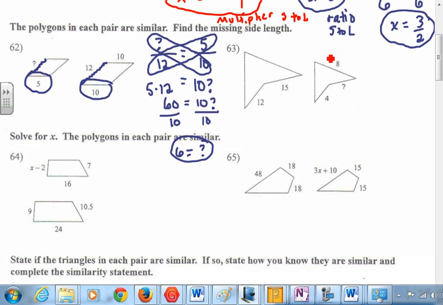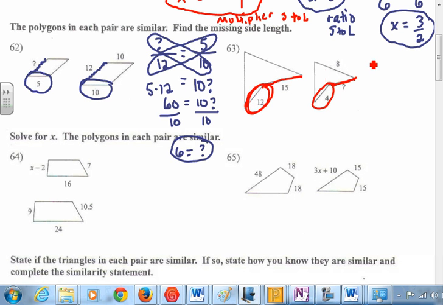Okay, for problem 63, question mark is going to correspond to what? 15. Now, we have this side labeled as 8 in one of our problems, but we don't have that same side labeled in the other problem. So that's not going to help us. We're going to have to use the 4, and the 4 corresponds to what? 12. The 4 corresponds to the 12.